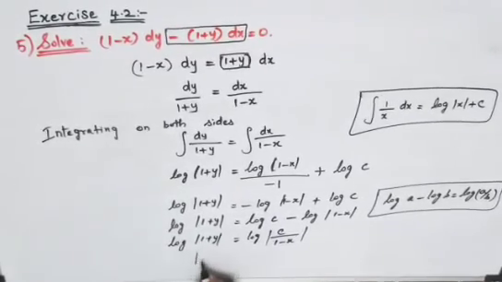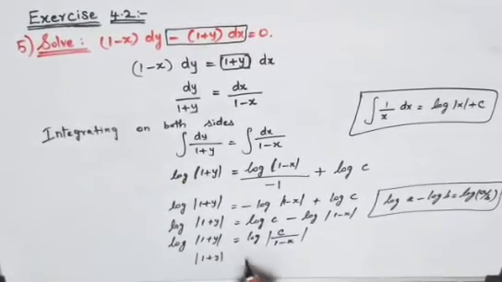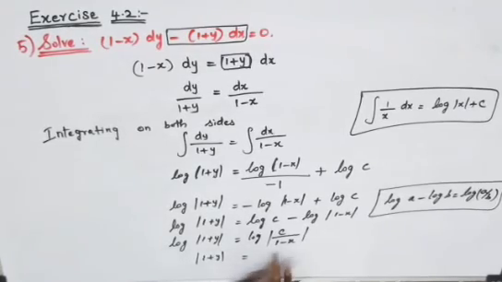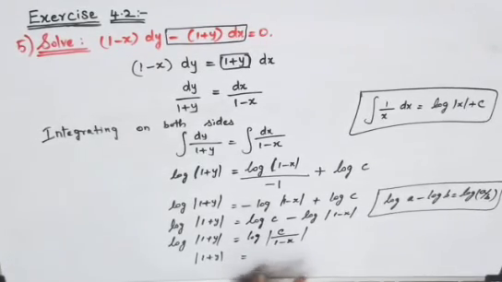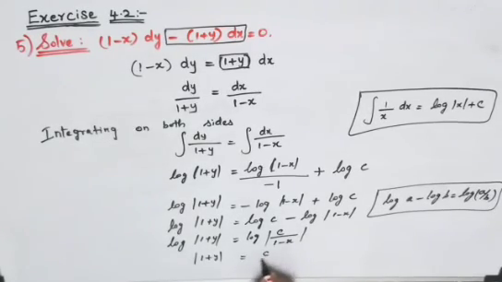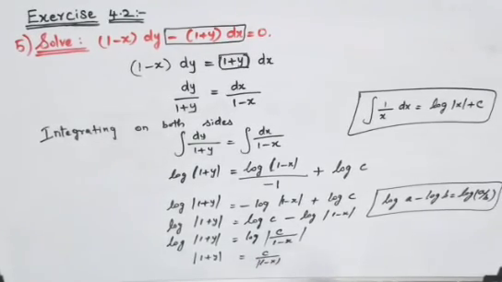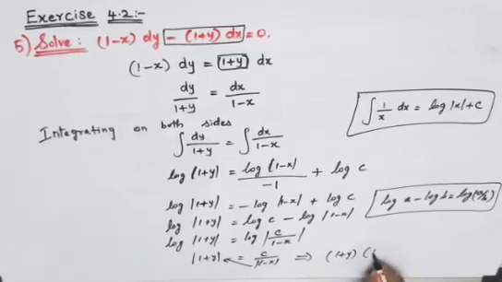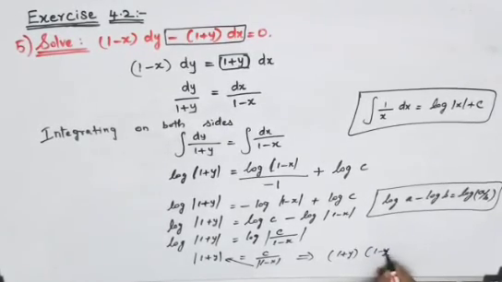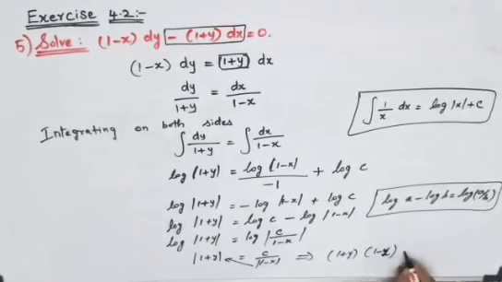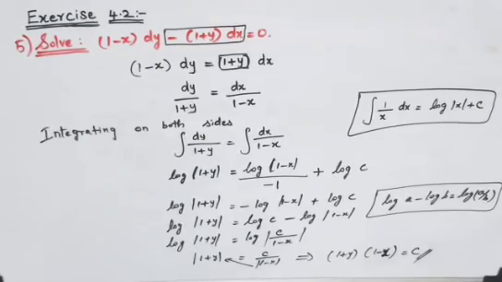So modulus of 1 plus y is equal to, you will have to remove your logarithm, that is, taking your anti-log on both sides. So log will go, so only modulus of 1 plus y is equal to c divided by 1 minus x will be there. Now taking this term towards your numerator, your answer will be 1 plus y into 1 minus x is equal to c. So this is the answer for your fifth question.